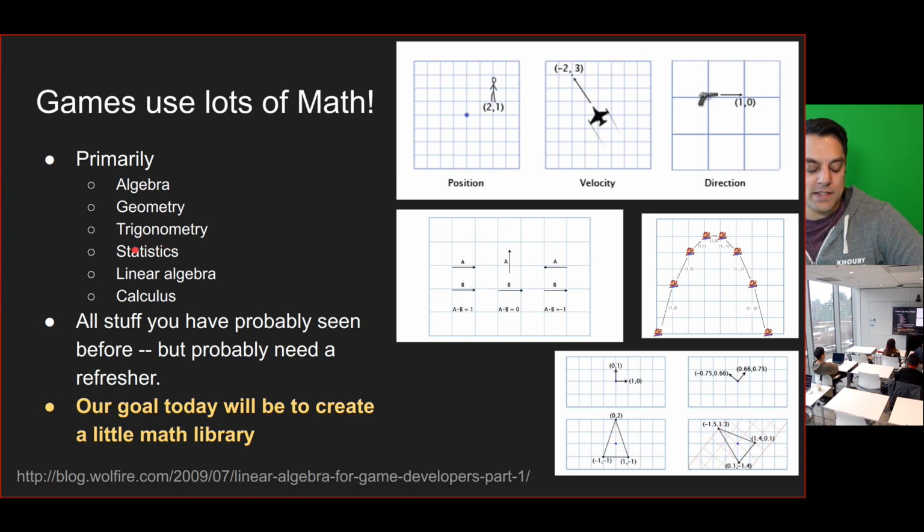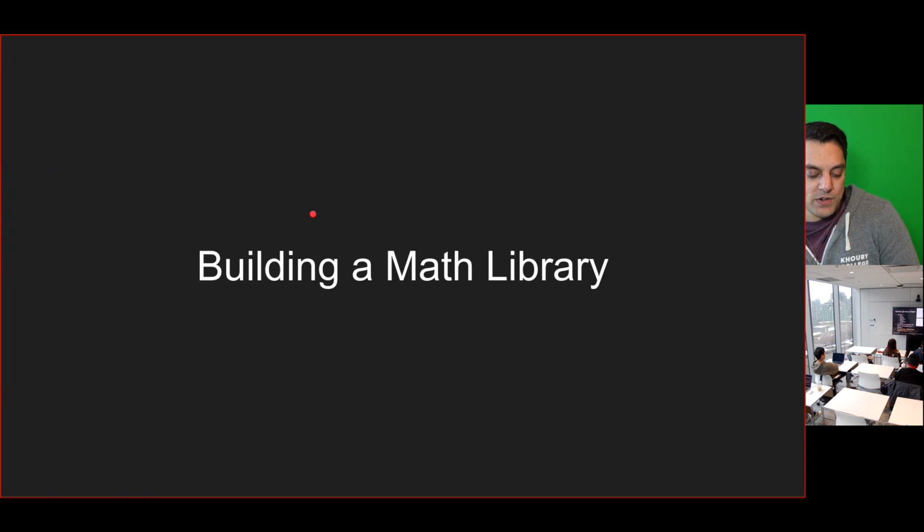Some amount of statistics, you've probably had some amount of linear algebra, whether in these courses or a separate course, and probably some amount of calculus as well. Again, even if you don't have a math background, you've probably used some tools that depend on calculus. So, our goal is going to be to implement some of these functions, or rather data structures, that allow us to use trigonometry and linear algebra to solve game problems. Okay. So that's our goal here today.